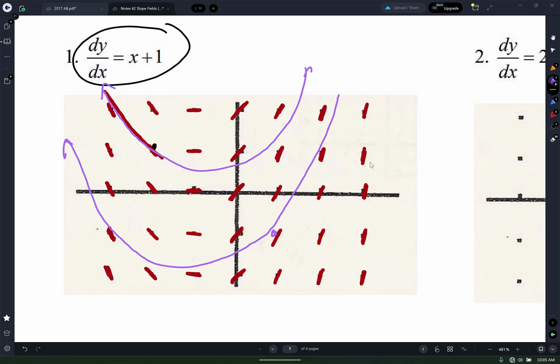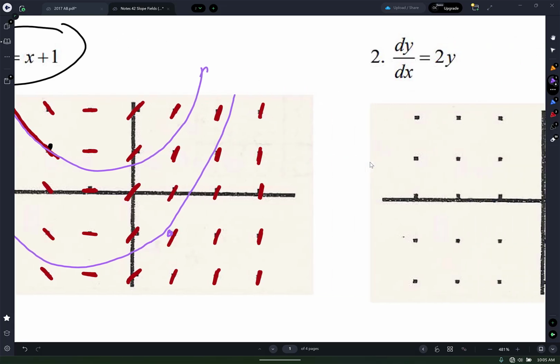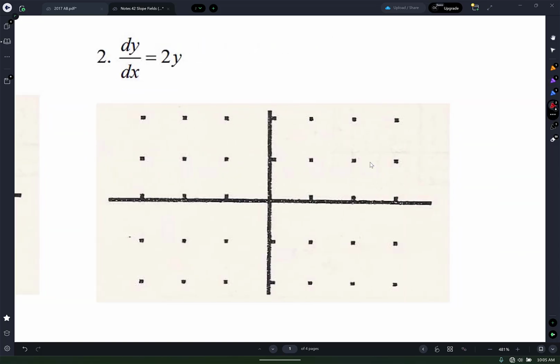Okay. Let's go to number 2. All right. On number 2, this one does not have an x. This has a y. So the x does not affect this one. Cool or not cool? So on the x-axis, the y value is always 0. And 2 times 0 is 0. Yep. Horizontally on this one.